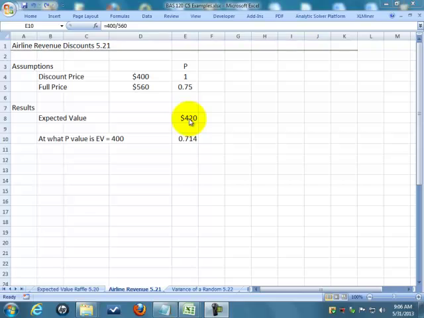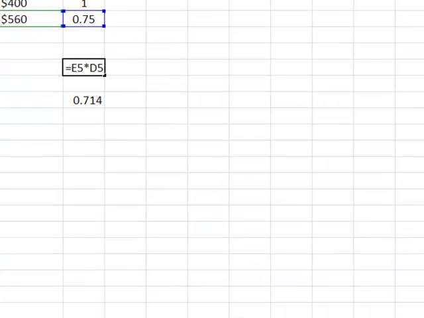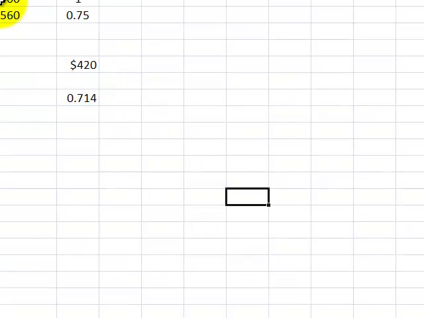Well, if they don't discount them, the expected value is 420. Now, the probability is going to change throughout the day, but we've made this a simple example. Since the expected value is greater than the discounted price, in theory, we wouldn't do any discounting. And down here, we just did a simple calculation of at what probability it would begin to make sense for them to discount the prices.